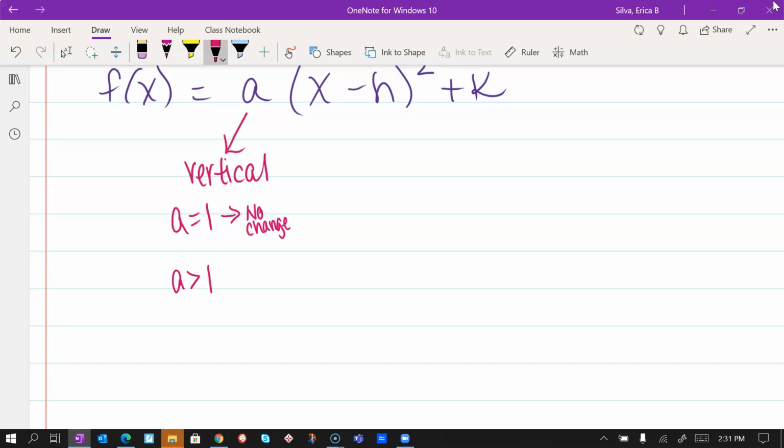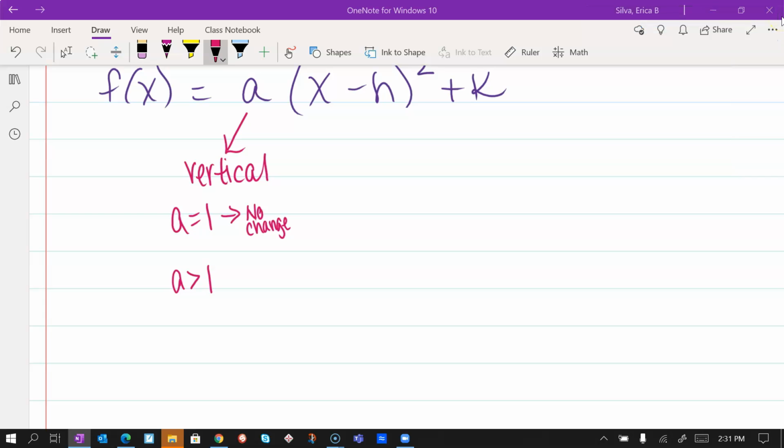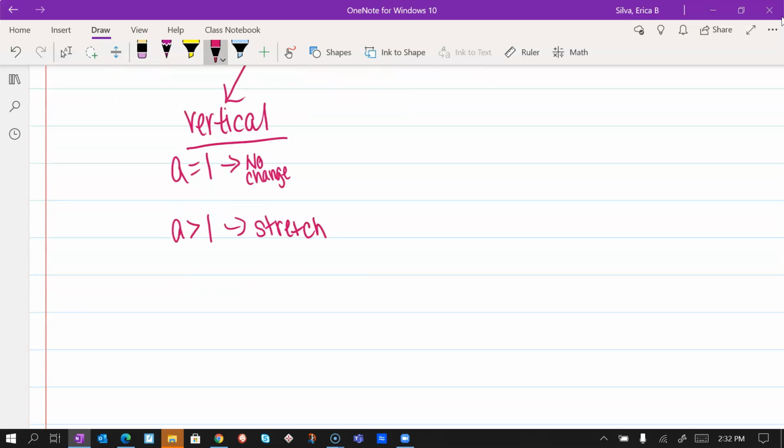If my A is greater than 1, again, just like our absolute value one, you want to picture, here's my parent function. If it's greater than 1, that means it's going like this. It's getting taller. So is that a stretch or a compression? It's a stretch. So anything greater than 1 will be a stretch. And again, it will be a vertical stretch.